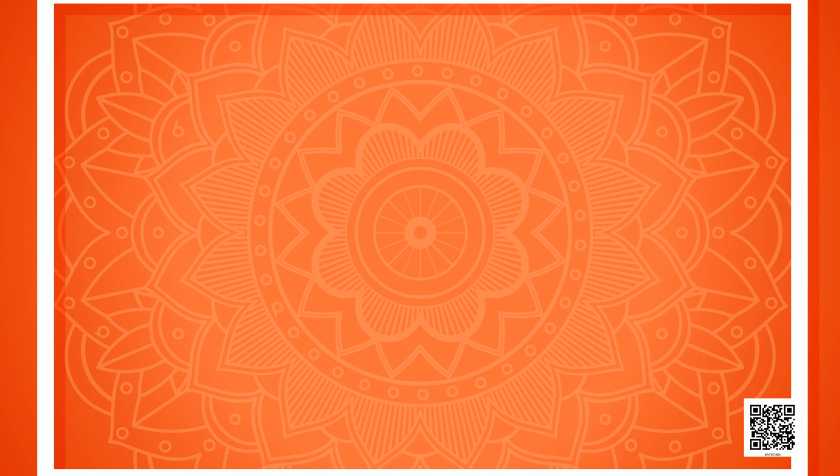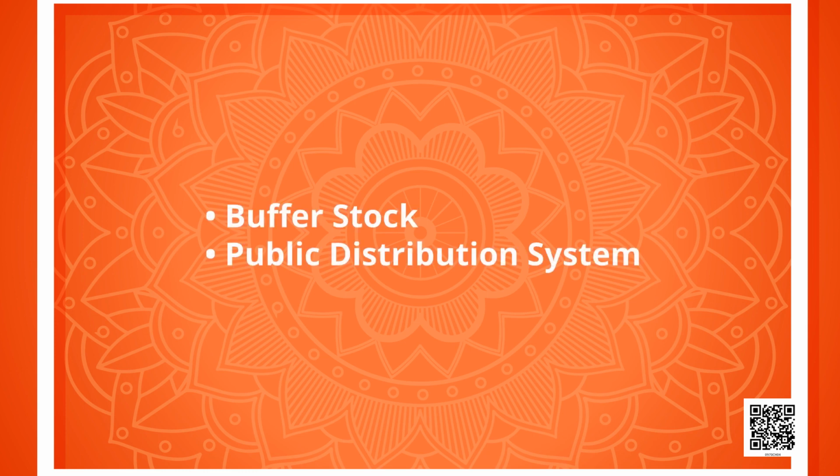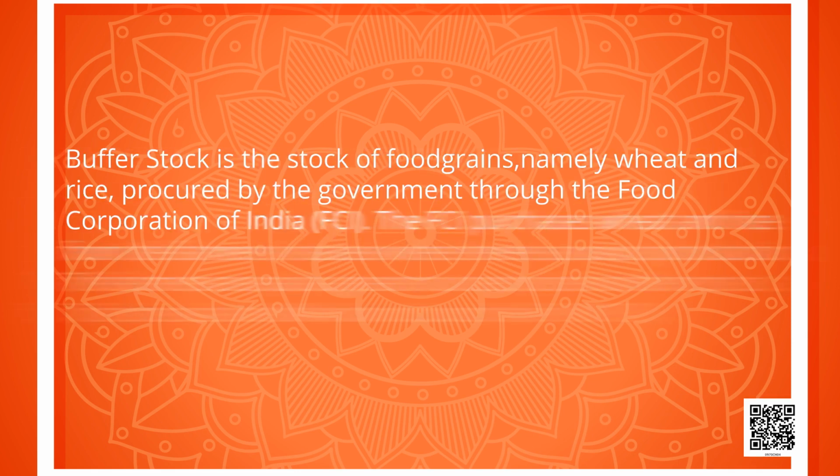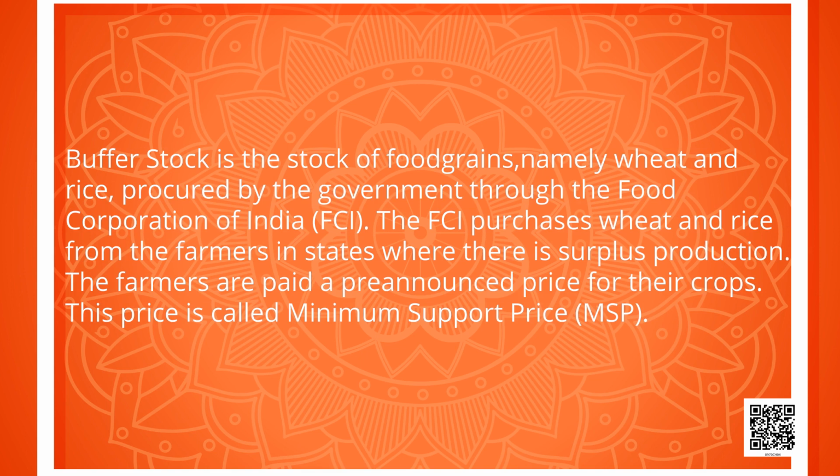This system has two components. First, buffer stock. Second, public distribution system. Let's talk about these one by one. Now, what is buffer stock? Buffer stock is the stock of food grains, namely wheat and rice, procured by the government through the Food Corporation of India, known as FCI.